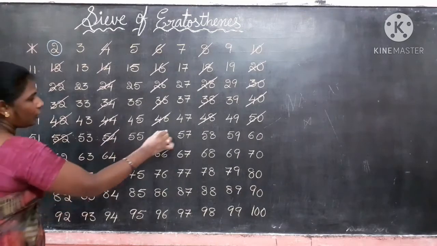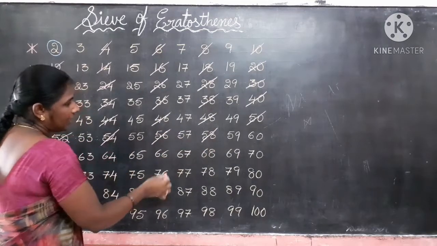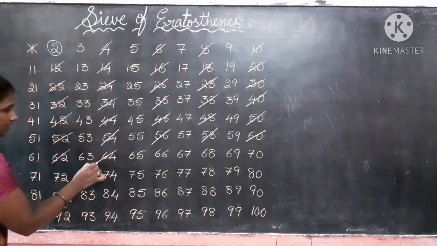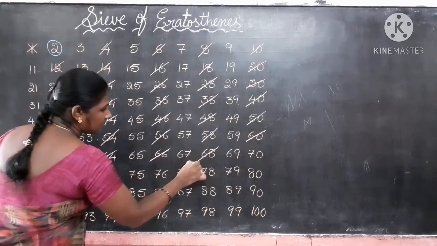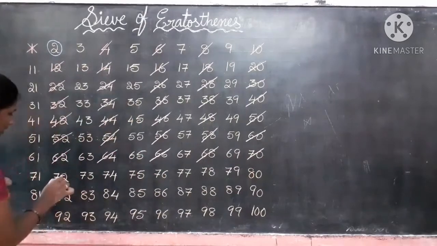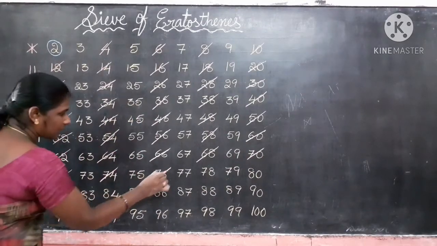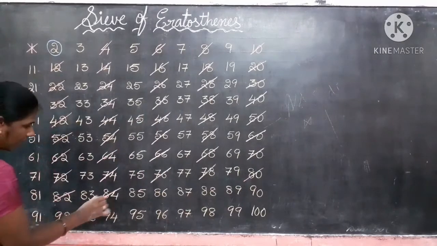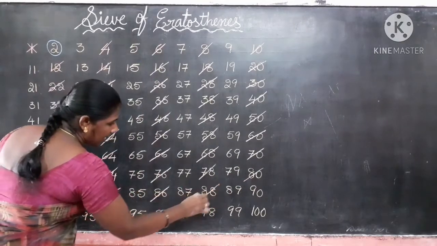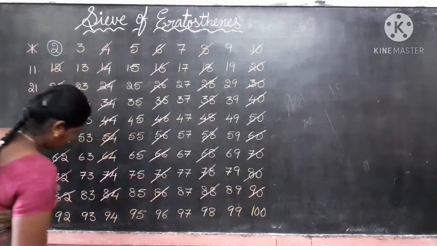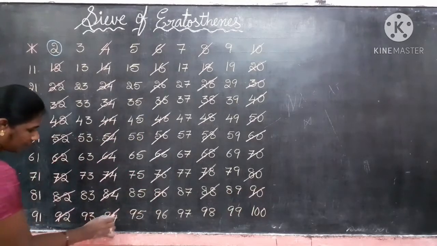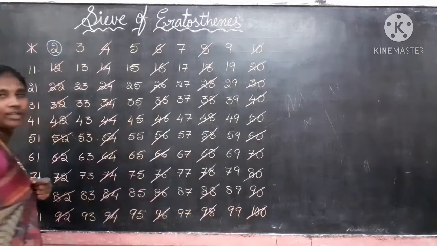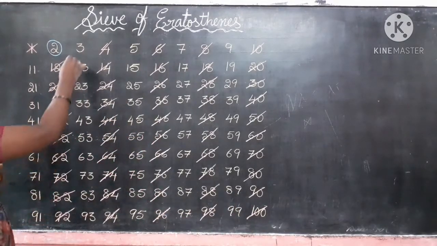52, 54, 56, 58 and 60. 62, 64, 66, 68, 70. 72, 74, 76, 78, 80. 82, 84, 86, 88, 90. 92, 94, 96, 98, 100. Next, we have to circle 3.